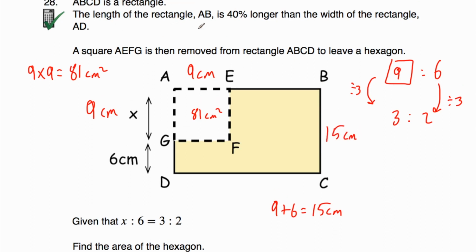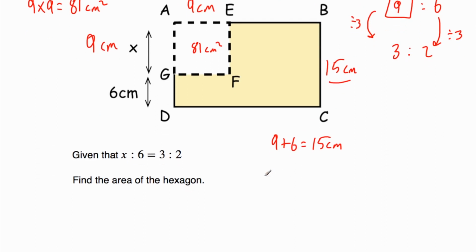Now in the question we're told that the length of the rectangle AB is 40% longer than the width of the rectangle AD. So AD is the whole width of the rectangle, which is 15 centimeters. That means the length is 40% longer than that. So what we need to do is increase the 15 centimeters by 40%. Let's start with our 15 centimeters and find 10% of it. To find 10%, we divide by 10, so it's going to be 1.5 centimeters. We want 40%, so we can just times that by 4. So 4 times 1.5 is equal to 6 centimeters.